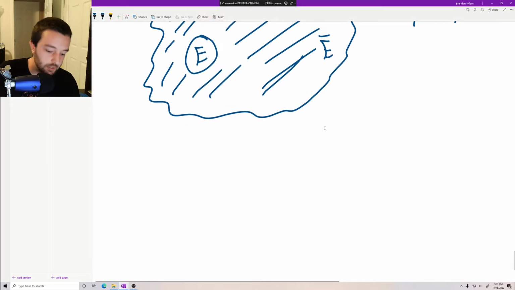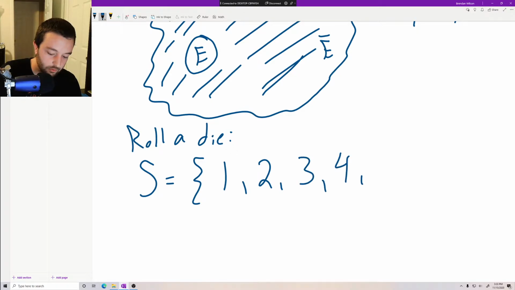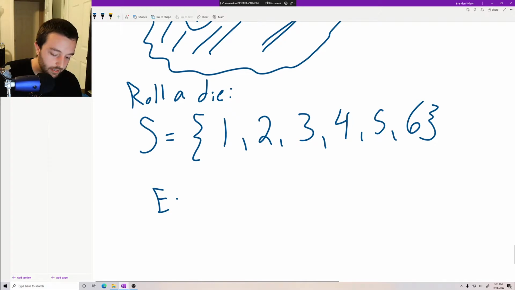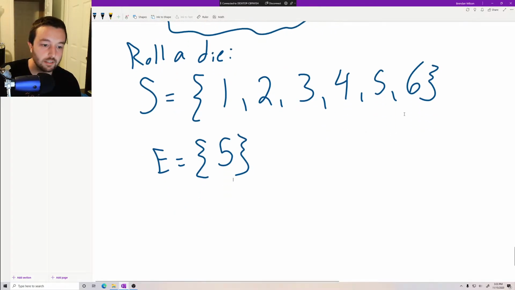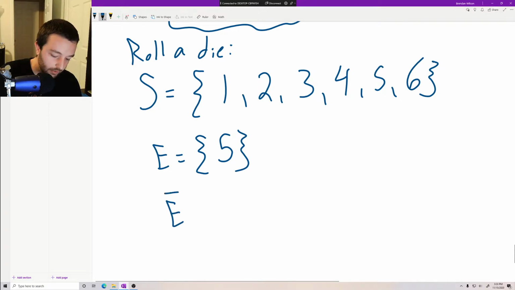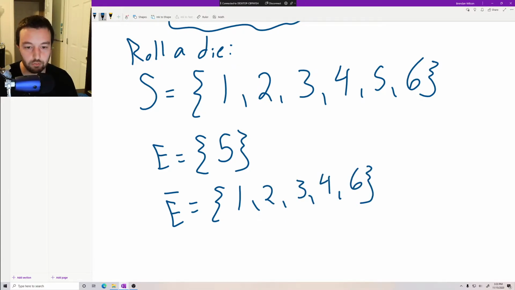If we think about the sample space as we did before, where we roll a 6-sided die, then our sample space is 1, 2, 3, 4, 5, 6. If E is 5, like we did before, the probability of rolling a 5, then E bar is everything except for 5. So 1, 2, 3, 4, and 6.